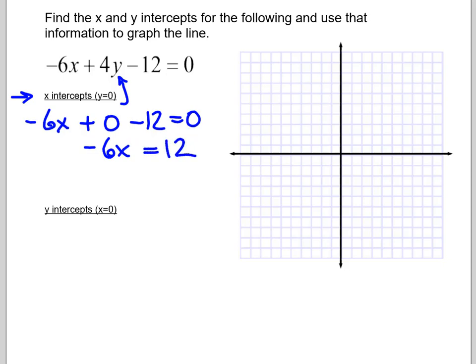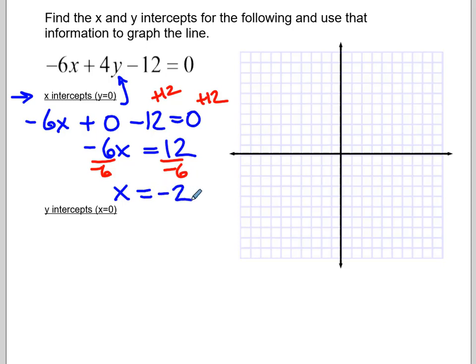So I'm going to add 12 to both sides, so I can get that 12 to the other side. Now I have negative 6x equals 12. Divide both sides by negative 6, and I'm left with x equals negative 2.